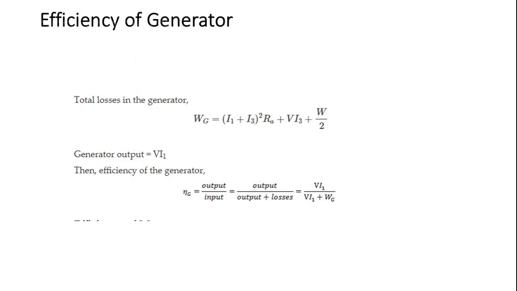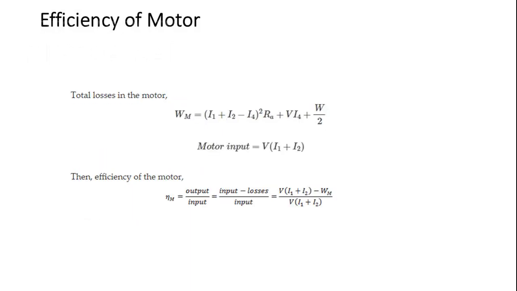The total losses in the generator are calculated to determine its efficiency. The formula involves the output and input power along with the losses. Similarly, the total losses in the motor are calculated to determine its efficiency. The formula includes the motor input and the losses.